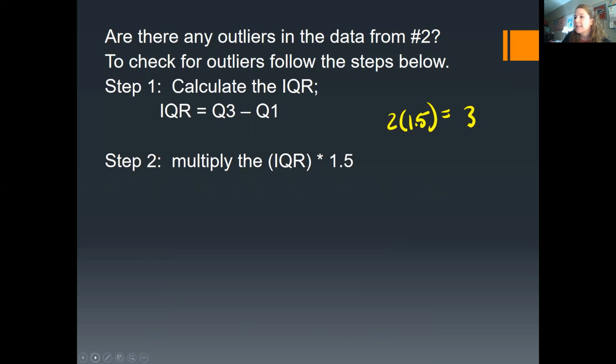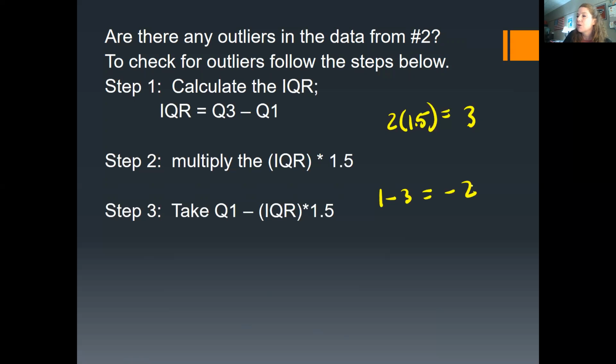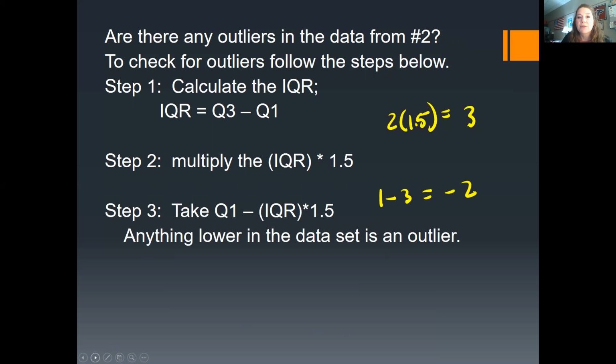And then the next step is, after you do that, you're going to subtract that from Q1. The interquartile range times 1.5 is 3. Obviously, you multiply before you can subtract. So we're going to think, what is 1 minus 3? So 1 minus 3 is -2. So if we had anything in our data less than -2, that would be an outlier. Well, we don't. So we don't have an outlier in the low section of our data.